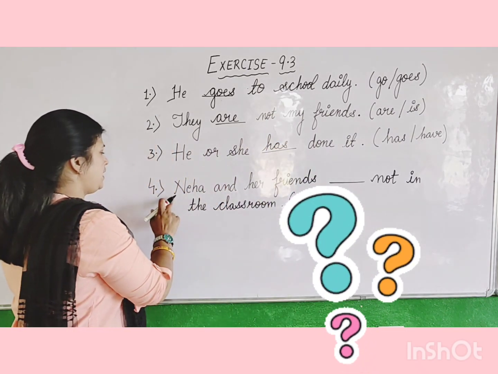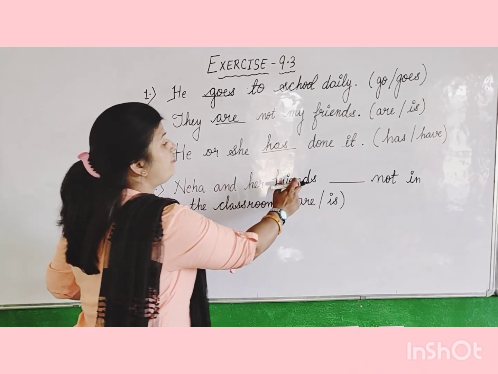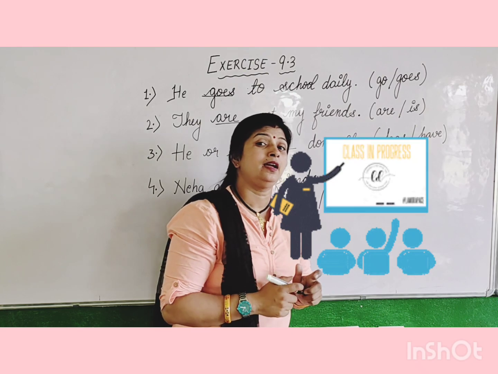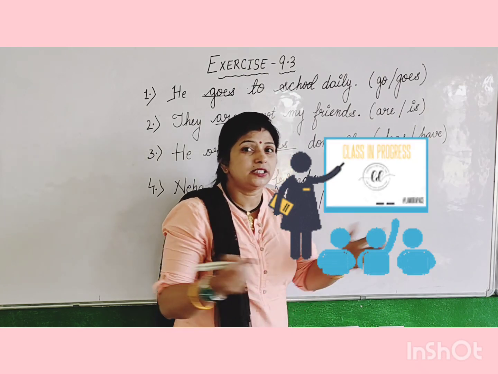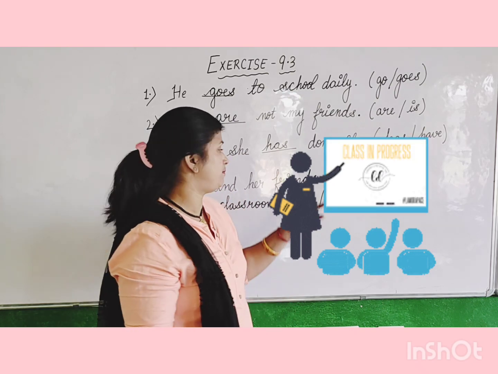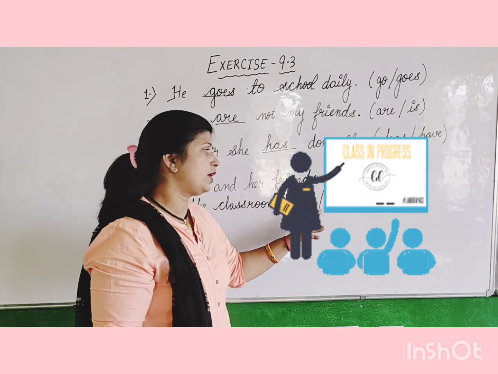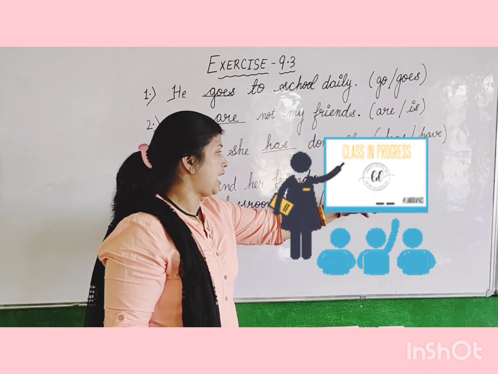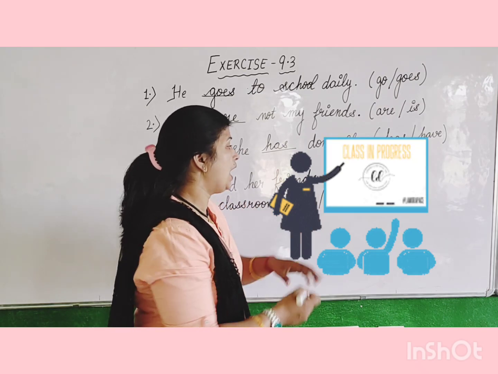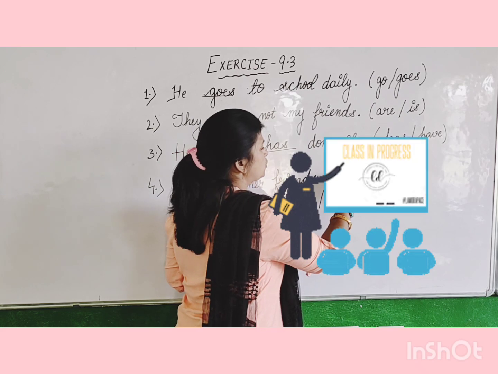Okay. Now see here, Neha and her friends. Here what you are seeing is Neha and her friends. That means many friends are there. We are talking about the plural subject, so we will use a plural verb over here. Dash not in the classroom. Neha and her friends are not in the classroom.